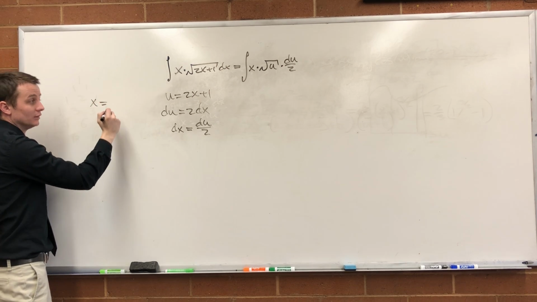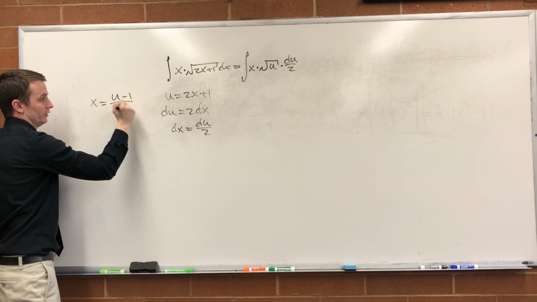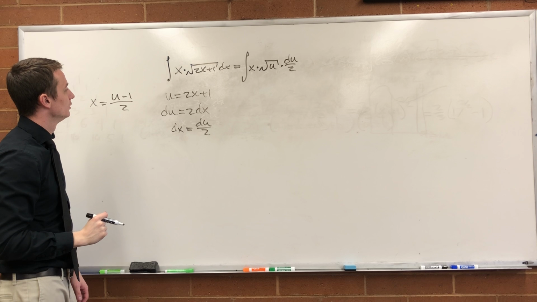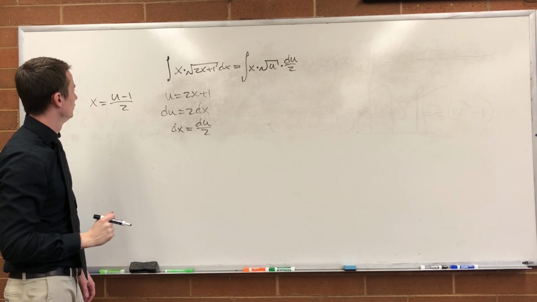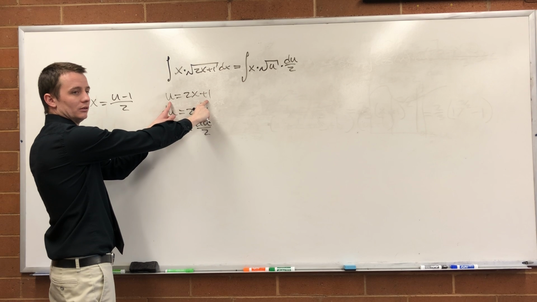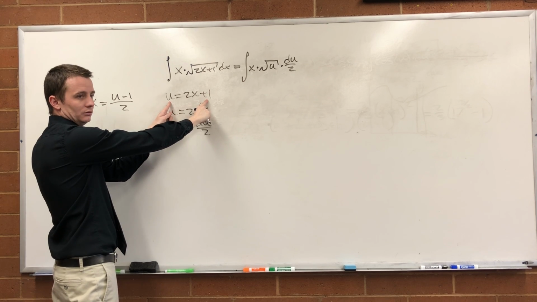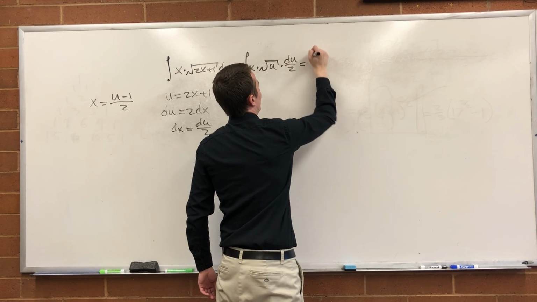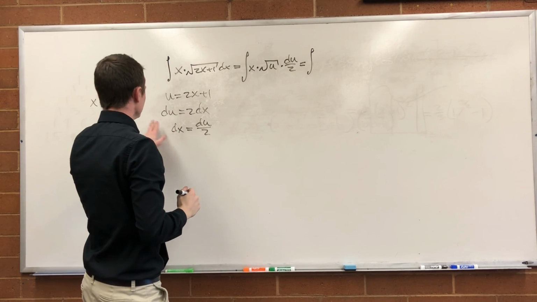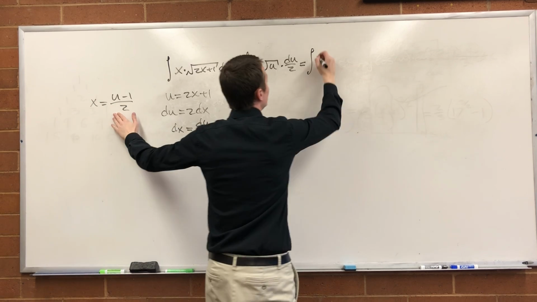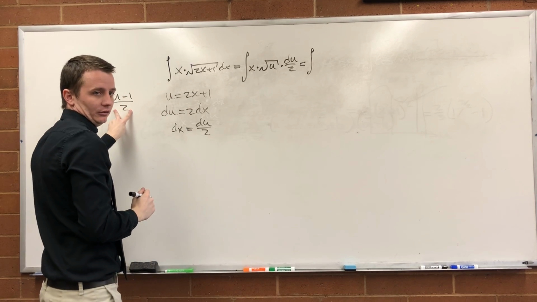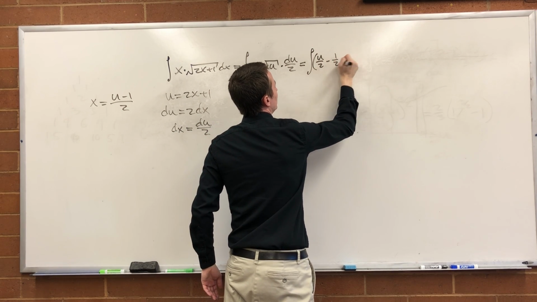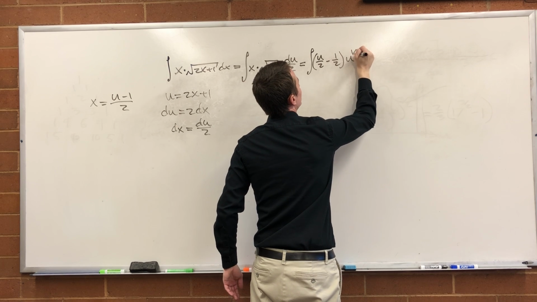So what is x equal to? X is equal to u minus 1 over 2. Yeah, minus the 1 first and divide. Minus 1 from both sides, then divide both sides by 2. Oh, you're right. Okay, so this is equal to the integral of, I may write this as two separate fractions, u over 2 minus 1/2 times u to the 1/2 du.